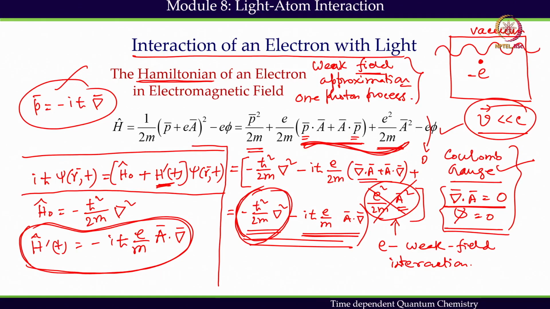So, inside the medium now I have a vector potential, and that vector potential is going to interact with that electron, and that interaction potential is given by this term, interaction potential. That time dependent interaction potential has to be included in the total Hamiltonian to get the solution of this problem.